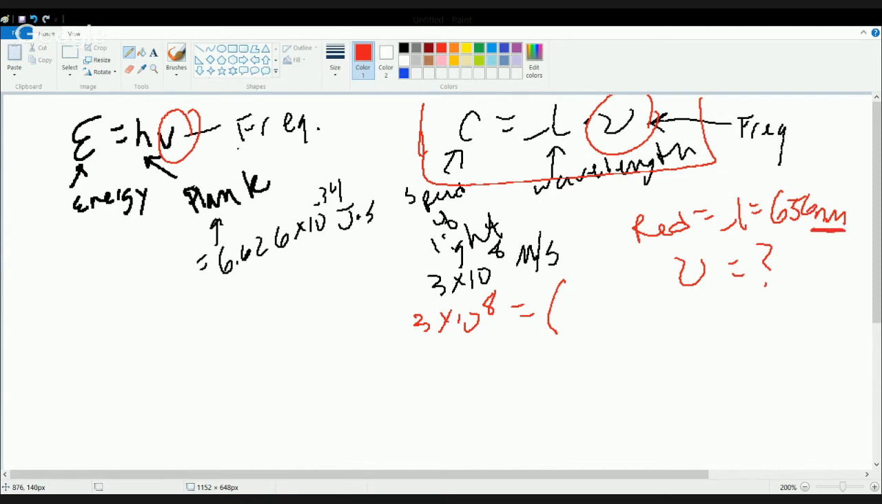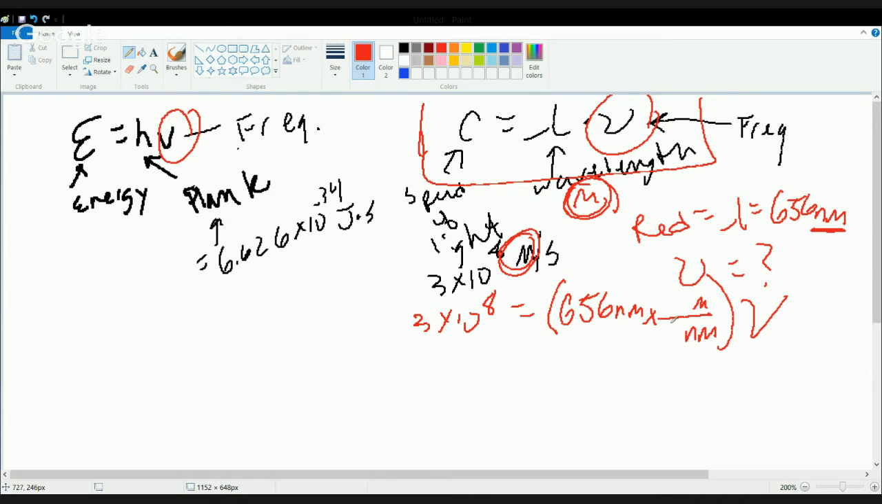nanometers. Now, nanometers is not useful. Wavelength has to be in meters, and that's because the speed of light is in meters. So the wavelength has to be meters. The left and the right of the equal sign have got to be the same units. So I've got to convert these nanometers into meters. I'll just do it right here. 656 nanometers. I've got to get out of nanometers and into meters. And then I can find my frequency.